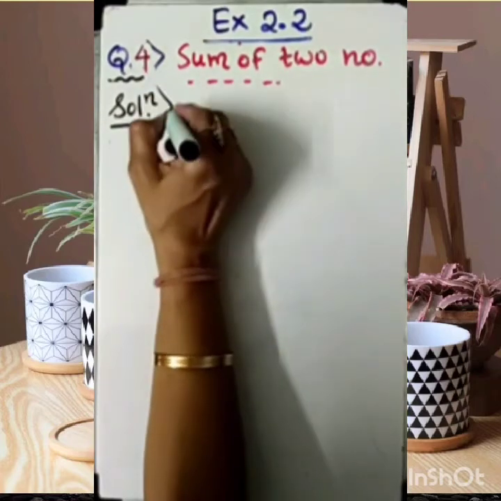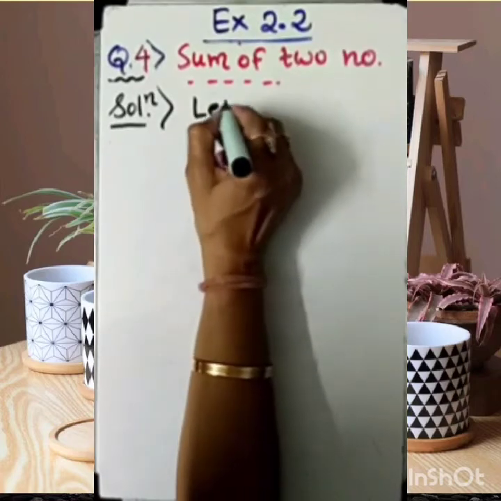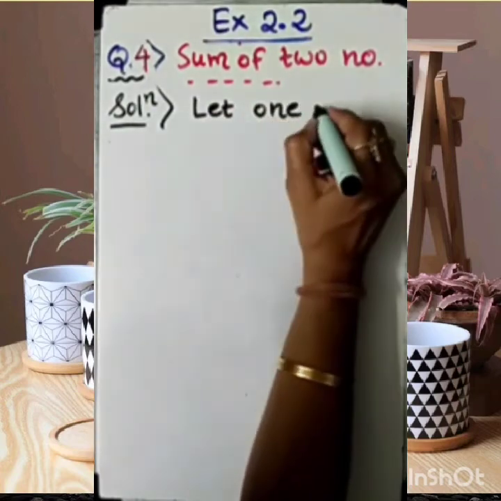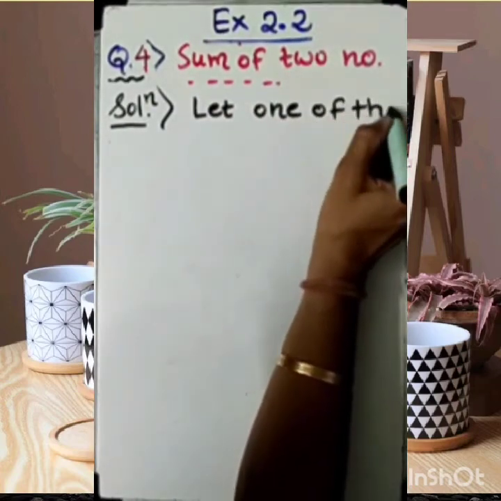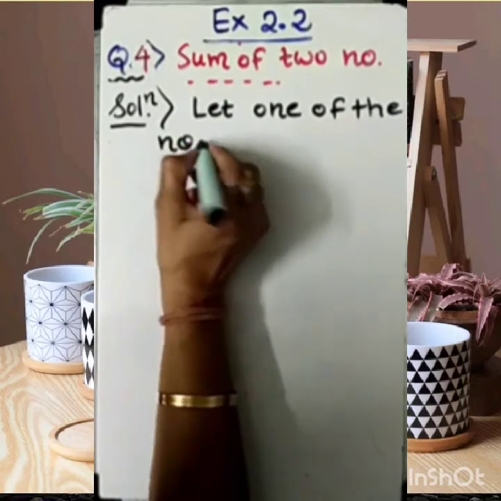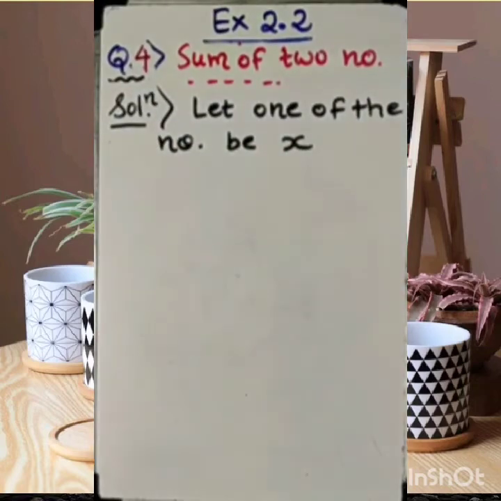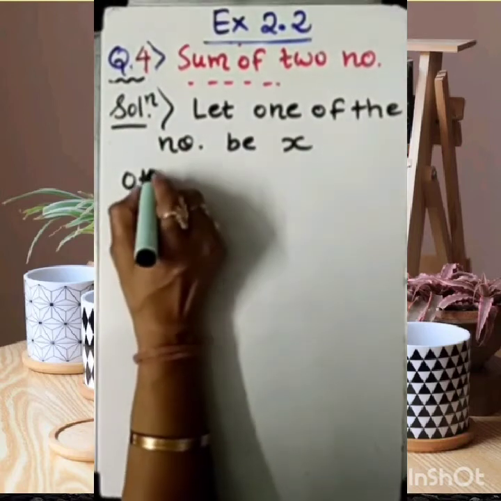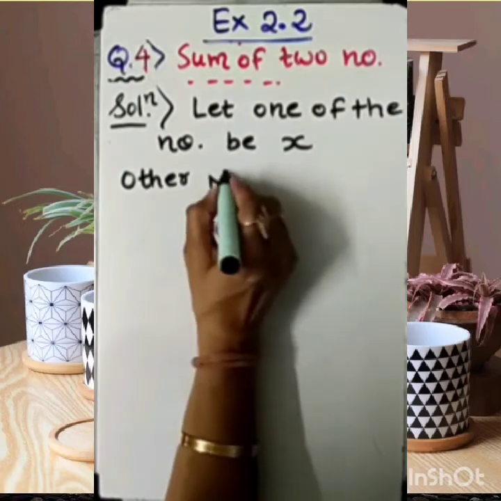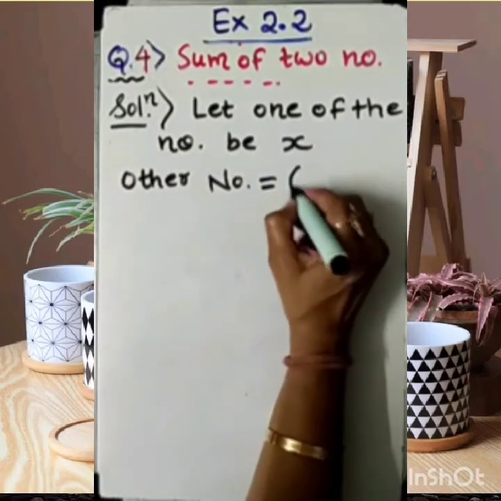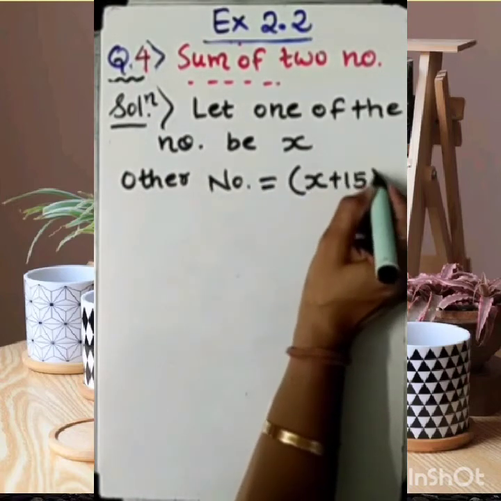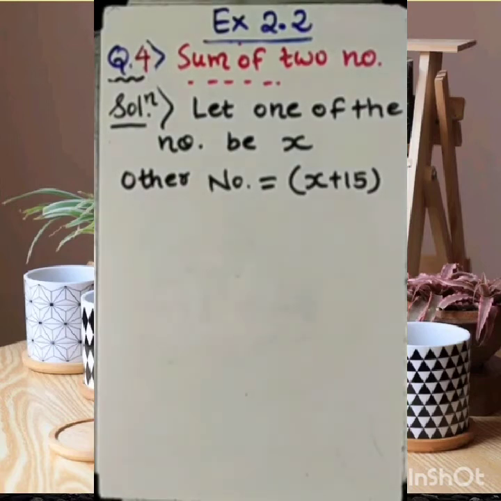So dear student, first we are assuming. Let one of the numbers be x. We are assuming one of the numbers be x. Then what about the other number? The word exceed indicates it is 15 more than the previous number. So it becomes x plus 15.